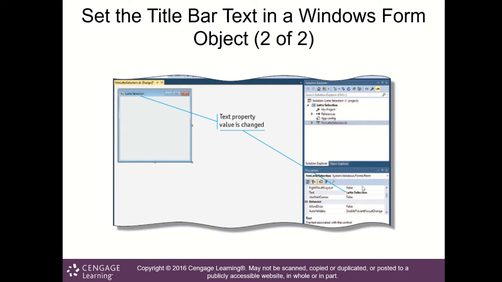So this will be something like this. Okay, you find the text. This is the properties window. You find the text and then you simply double click on the right hand pane. Initially it would be form 1, so you change it to latte selection and then press enter to reflect that change on your form.